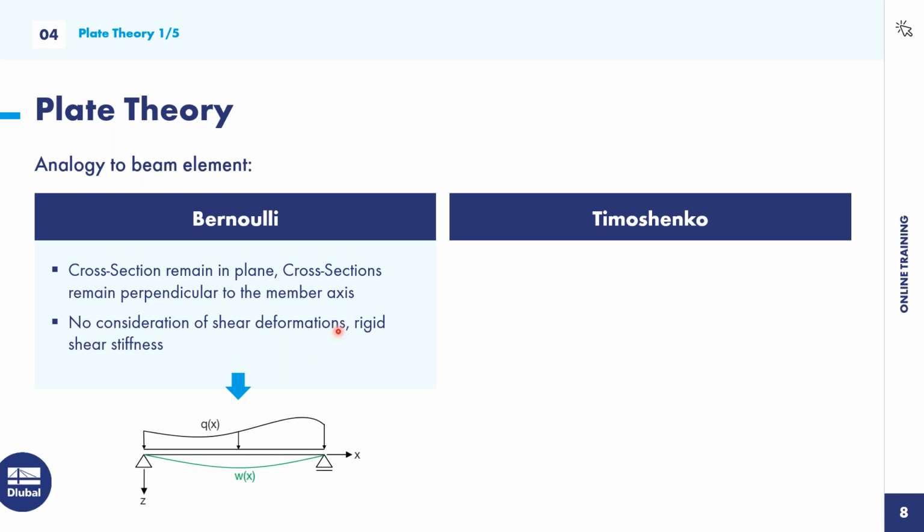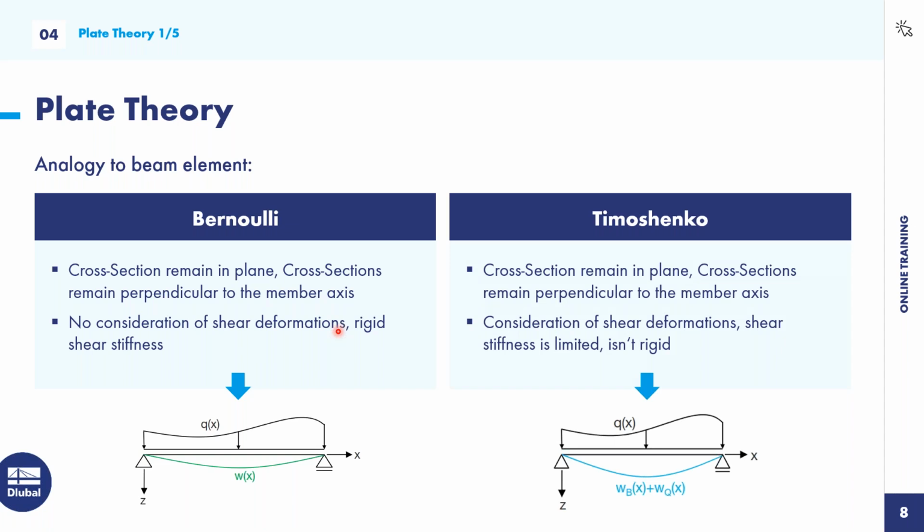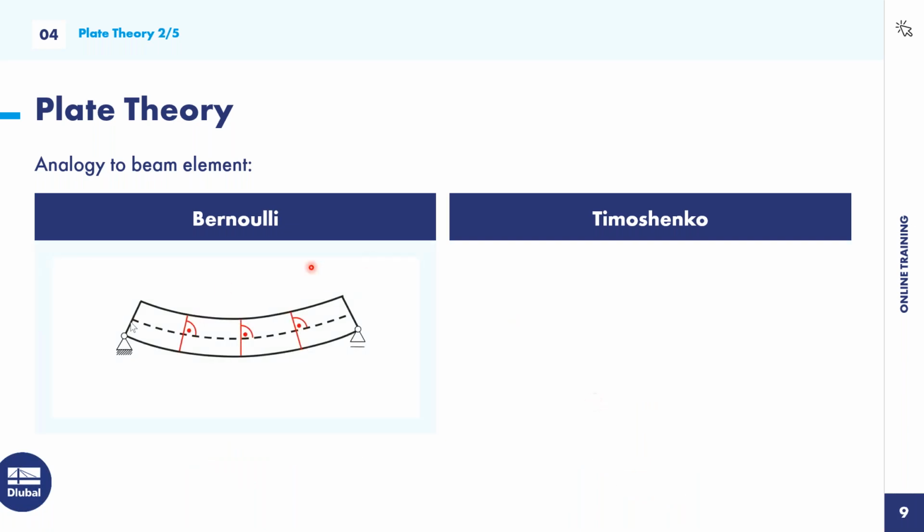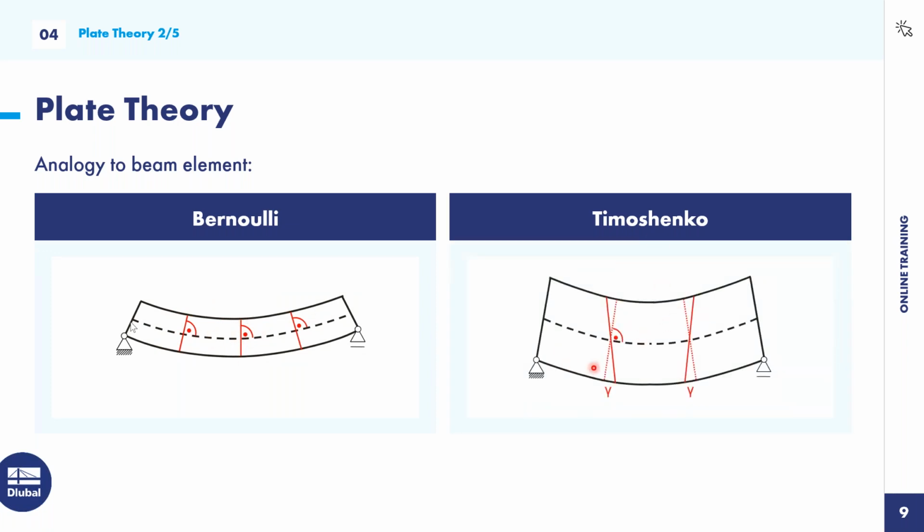Good. But there's also the Timoshenko beam. The Timoshenko beam has the same things as the Bernoulli beam, so the cross section remains in plane and so on. But you consider shear deformation, and the shear stiffness is limited, so it isn't rigid anymore. So we get an additional shear deformation. You will see it here, this w_Q, and also more deformation. Here we see it remains in plane, perpendicular to the member axis. And at the Timoshenko beam, we get an additional angle, a gamma angle, so additional deformation.